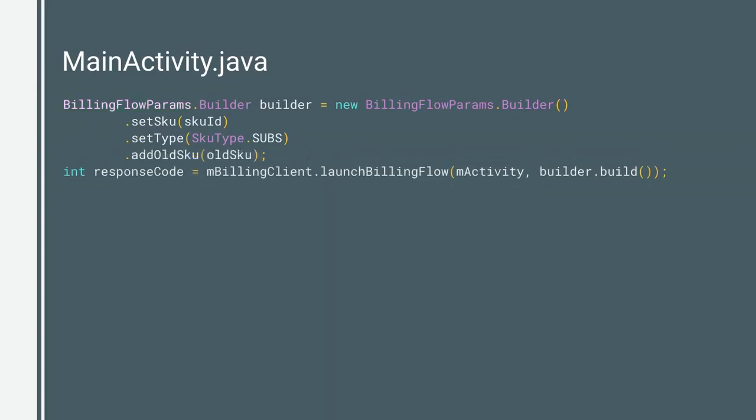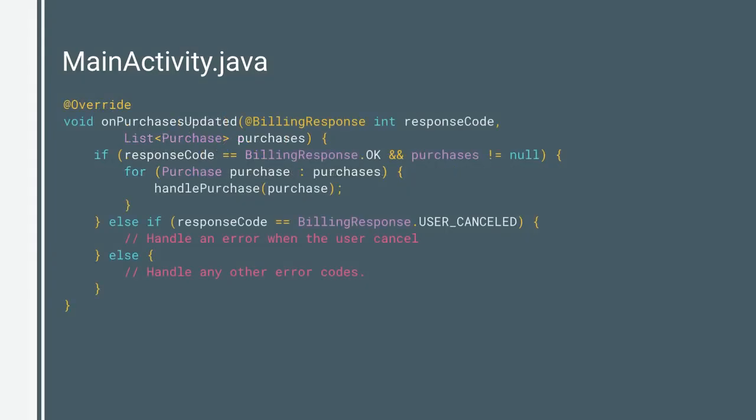launchBillingFlow. If the user is changing the subscription option, you must also pass the product IDs for the subscription items you are replacing in the billing flow parameters object using the addOldSku method. You can create an instance of billing flow parameters using the BillingFlowParams Builder class. Just as in purchase, Google Play returns the result of the operation using the onPurchasesUpdated callback.